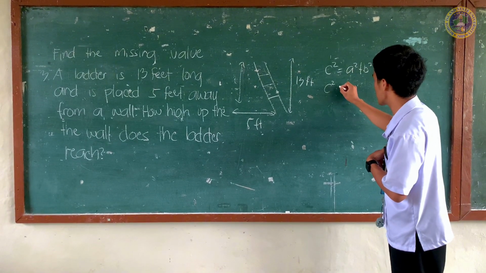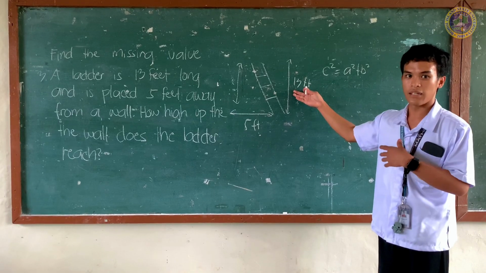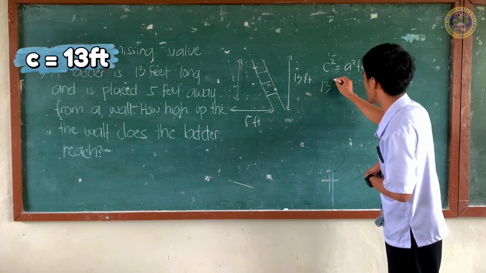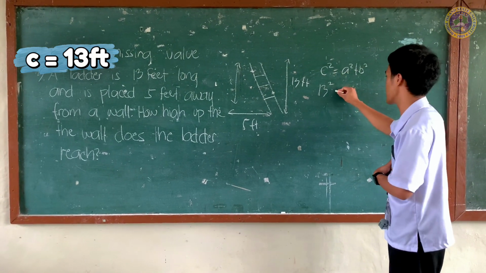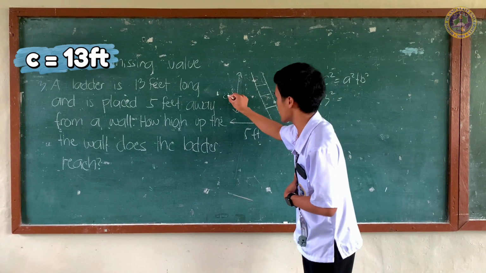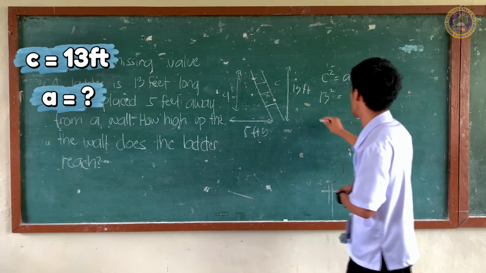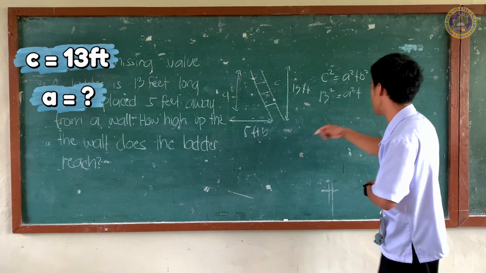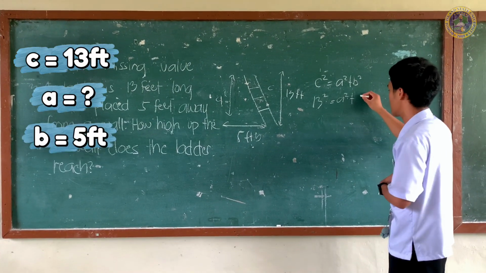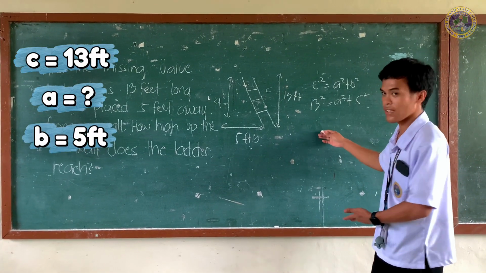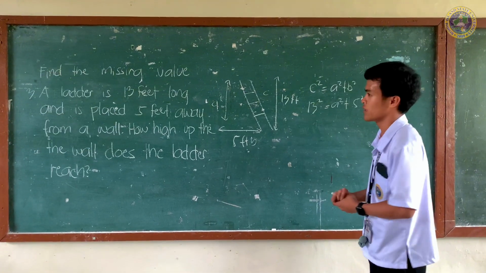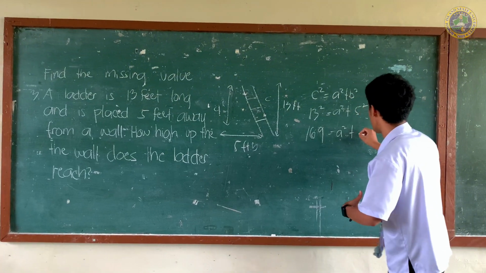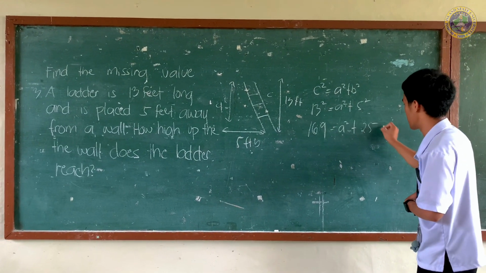So c squared, c is the length of the ladder, which is 30 feet. So 30 feet squared, since it is squared in the formula. So this is A, this is B, and C. So A is missing, we leave A. Plus B is our base, which is the 5 feet, the distance from the wall to the foot of the ladder. So 5 squared. And then we simplify. So 30 squared is 900 equals A squared plus 5 squared is 25.